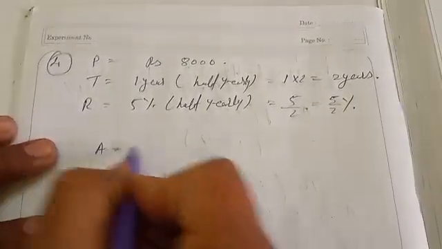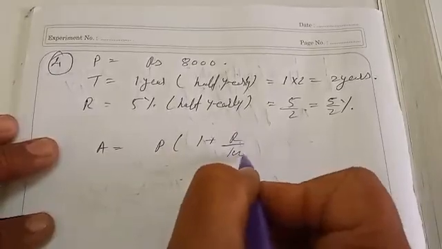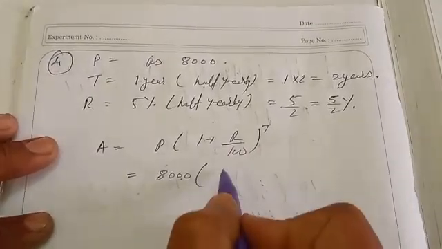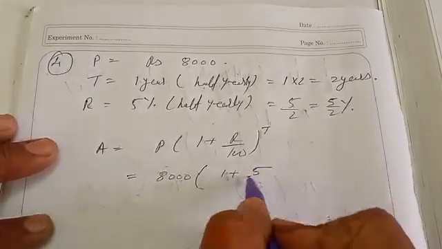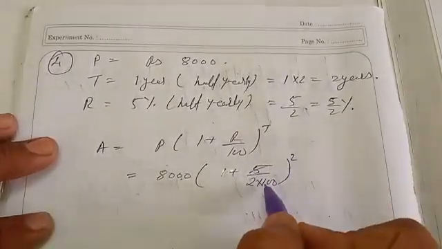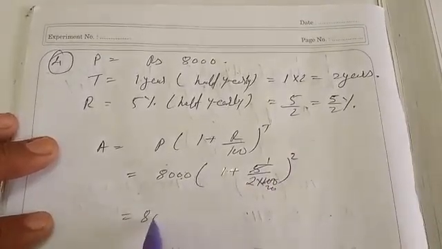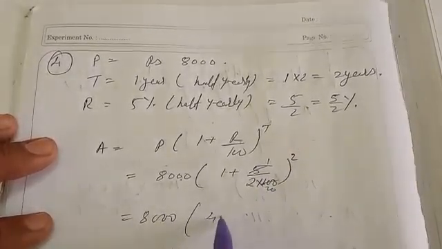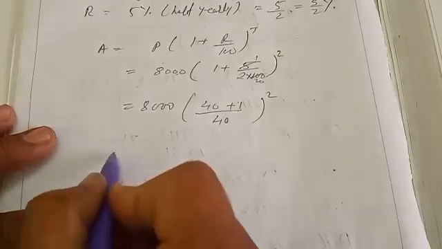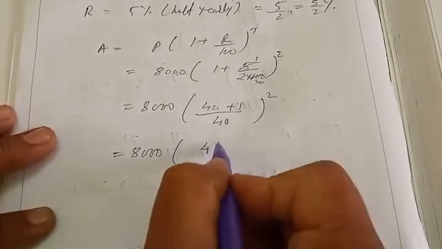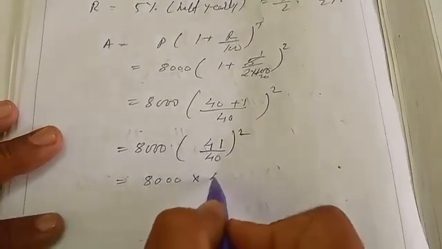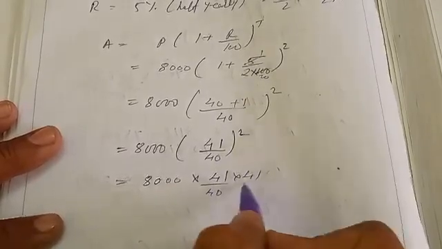Now we have to find amount equal principal bracket start 1 plus r upon 100 whole power time. What is the principal? Principal is rupees 8,000. 1 plus what is the value of rate? 5 upon 2 multiplied by 100. What is the time? Whole power 2. Cancel 2. 5 ones are 5, 20s are. That means 8,000 into 20 into 2, 40, plus 1 whole upon 40 whole power 2. That means 8,000 into 40 plus 1, 41 upon 40 whole power 2. That means 8,000 multiplied by 41 multiplied by 41 upon 40 upon 40.